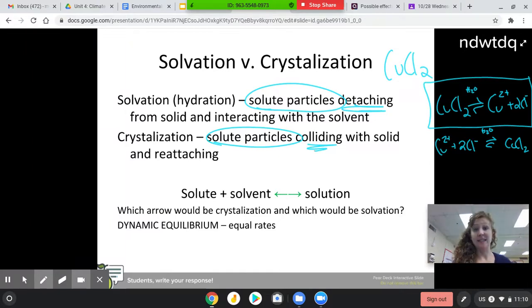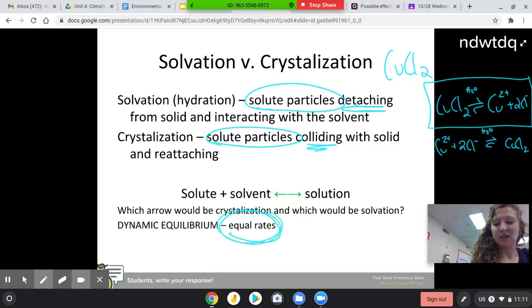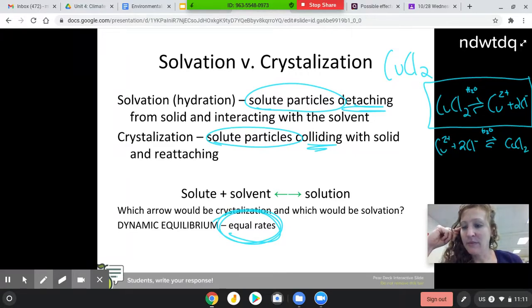But solutions are very dynamic things. They never kind of sit and stagnate. The molecules are always moving. You always have that motion going on inside your beaker. And so you really have both of these processes happening. Here's the catch at the bottom. You just have them happening at equal rates. And so there's no net gain of solids. There's no net gain of ions. So in the example over on the right, the one on the bottom is crystallization and the one on the top is solvation, right? You got it. Okay. Yes.